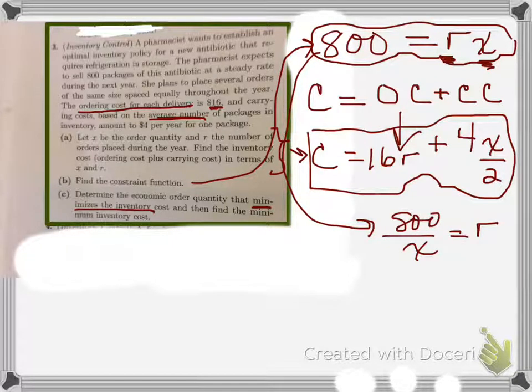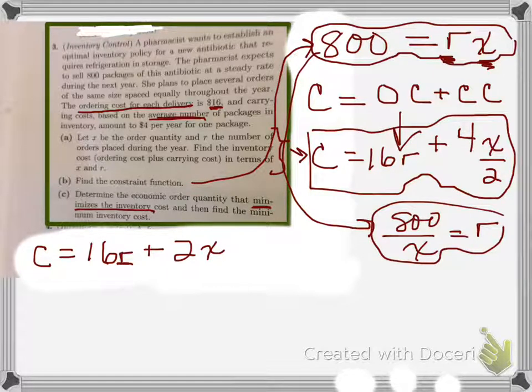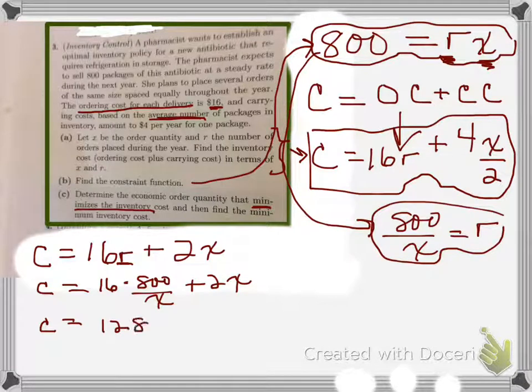So now let's work on our cost equation so that it's in terms of only one variable. So cost is going to equal 16R plus, 4 over 2 is 2, so 2X. Okay, so that's still in terms of two variables. Take your R, which is right here, and I'm going to replace it with this, 800 over X. Okay, so now my cost equals 16 times 800 over X plus 2X. Okay, so clean that up. Cost is going to equal 16 times 800 is 12,800. Okay, so 12,800, bring up your X to the -1, plus 2X.